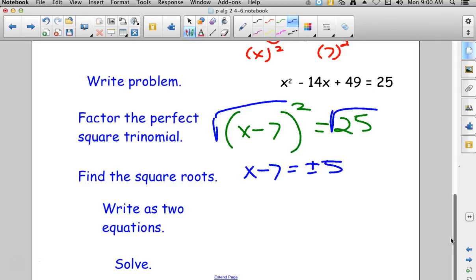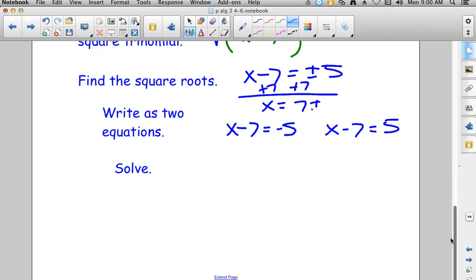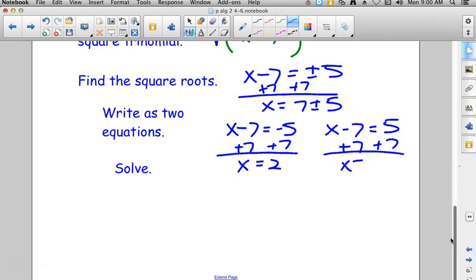Like theirs says, you could definitely write it as two equations at this point. So you could come down here and say, all right, x minus 7 equals negative 5, x minus 7 equals positive 5. Or you go up here and say, I'm going to add 7 to both sides, and then just do the addition and the subtraction. Either way, you're going to get the exact same answers. Like I said, whatever works for you, that's what you want to do.